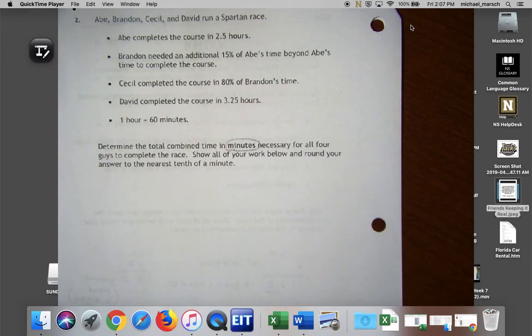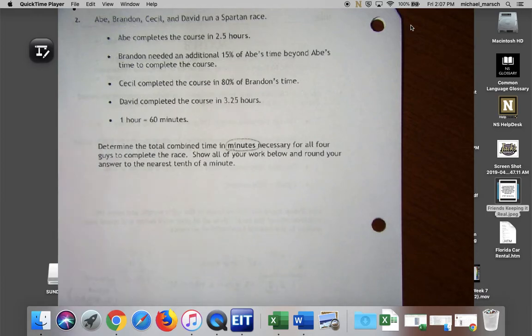Because remember, time is funny, right? It doesn't go to 100. We have 60 seconds or 60-minute increments, so we have to take that into effect. So we're going to convert it all to minutes so we don't have to worry about the weird parts of hours and fractions of that.